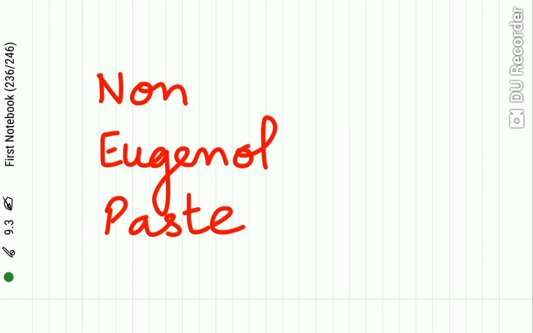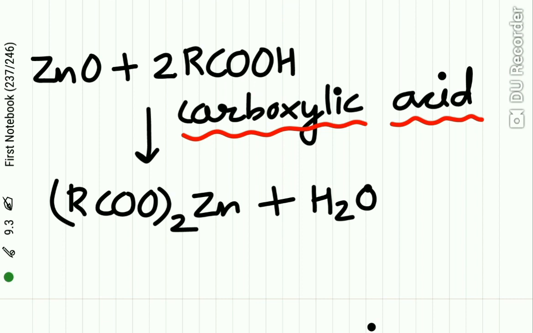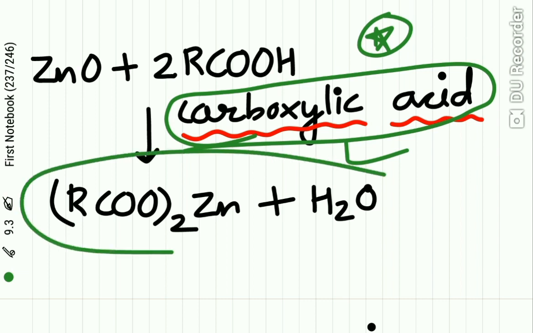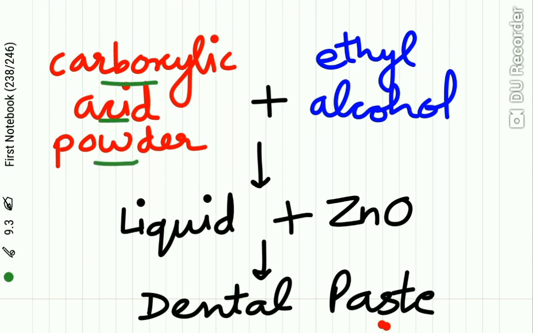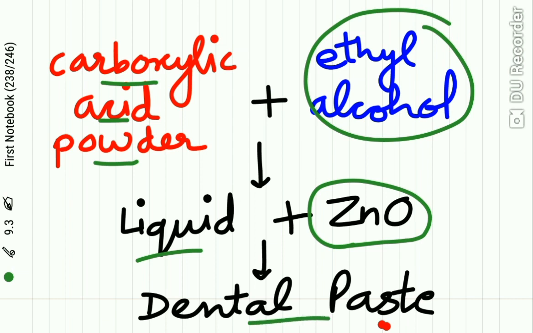Now, non-eugenol pastes have also been developed. The eugenol present in the paste causes burning and irritation to the tissues, so this gives rise to the need for the non-eugenol paste. In non-eugenol paste, what is used is carboxylic acid. Remember, this carboxylic acid plays a similar role to the eugenol and helps in the final setting of the material. This carboxylic acid is available as powder. It is mixed with ethyl alcohol to form a liquid, and this liquid is reacted with the zinc oxide particles to form the impression paste.